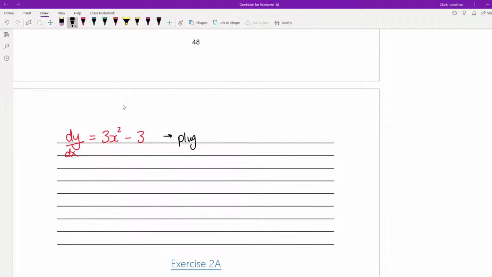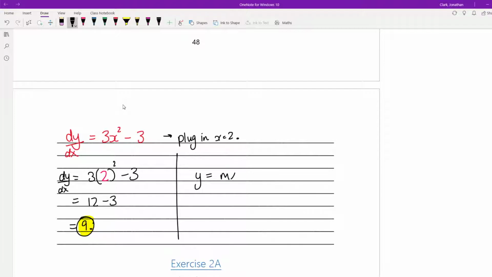and I'm going to plug in the x value of my coordinate, and in this case I'm going to get 3 lots of 2 squared minus 3. 3 lots of 2 squared is 3 times 4, which is 12. Take away 3 is 9. So I've got the gradient of my tangent.